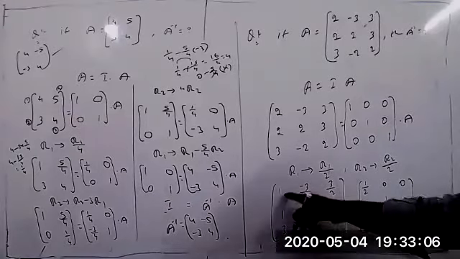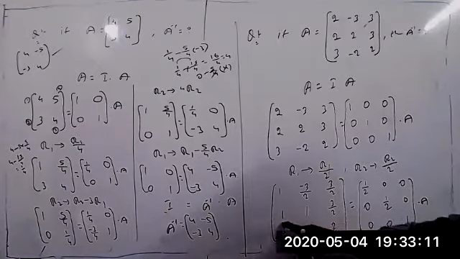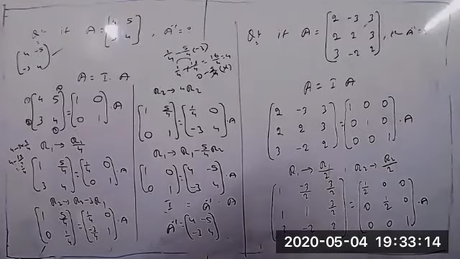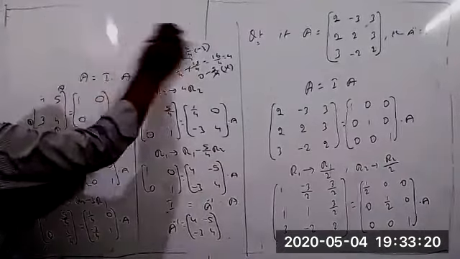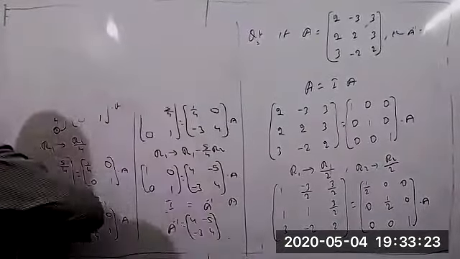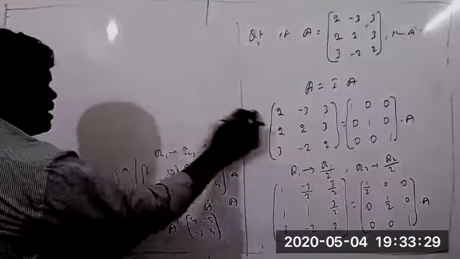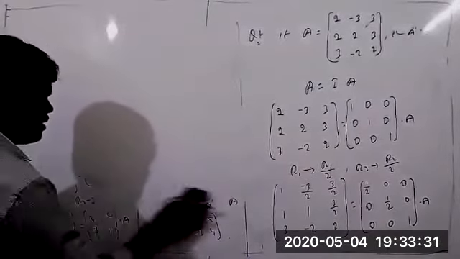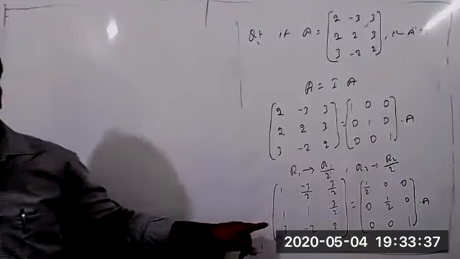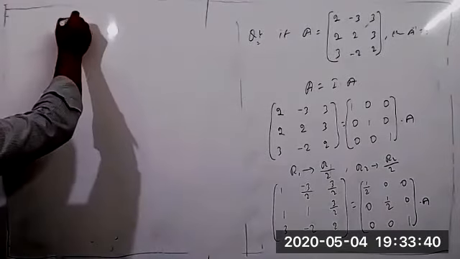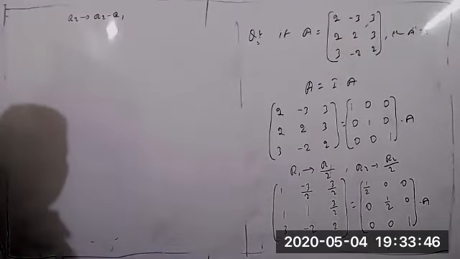Clear now? So the first element we got 1 now. What is the target now? The second element we have to change, converting into 0. Tell me anyone, what operation can you apply for getting 0? Anyone? For getting this 0, what will we do? R2 such that R2 minus R1. Yes, sir, correct? R2 minus R1 you can take.